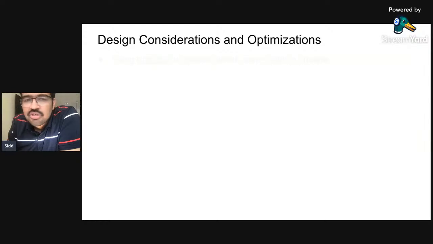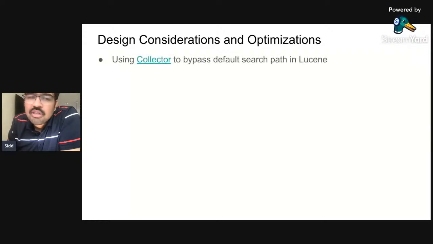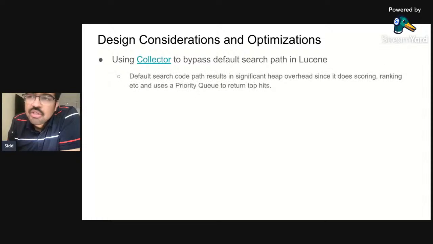The few design considerations and optimizations. We used a collector callback to bypass the default search path in Lucene. Why? Because the default search code path results in significant heap overhead. When we started this initiative, we did a lot of experimentation and messing around with Lucene, measuring the CPU, I/O, and heap overhead, and it was non-trivial because Lucene does a lot of additional stuff that we don't want: scoring, ranking, etc., and using a priority queue to return top hits.